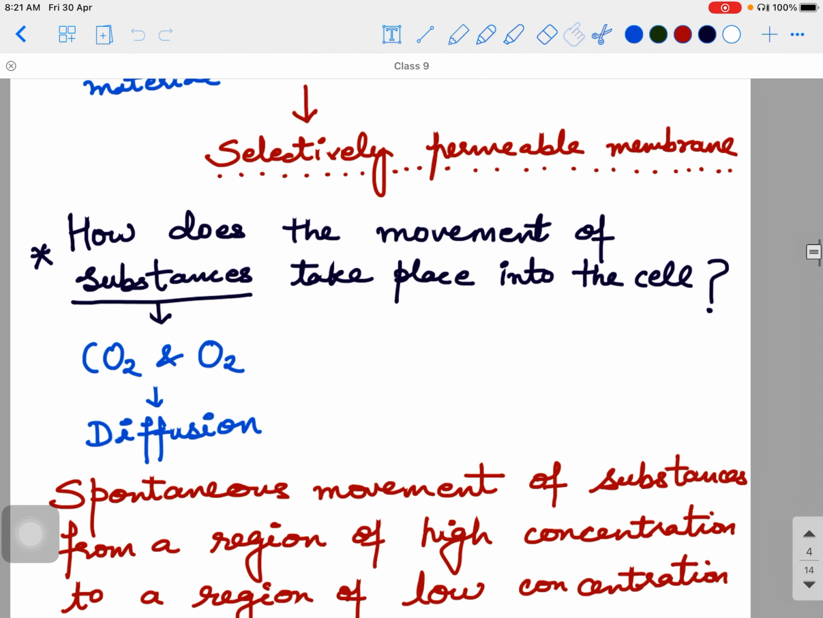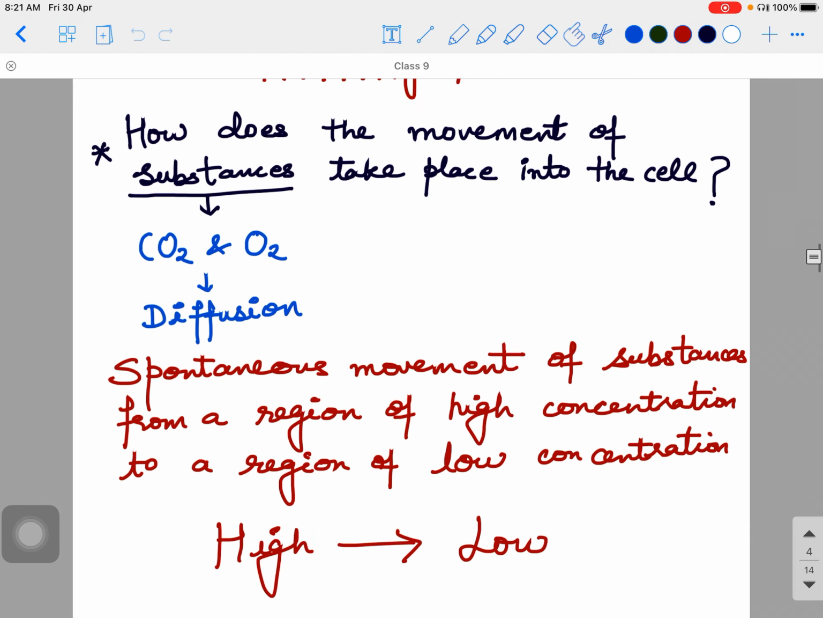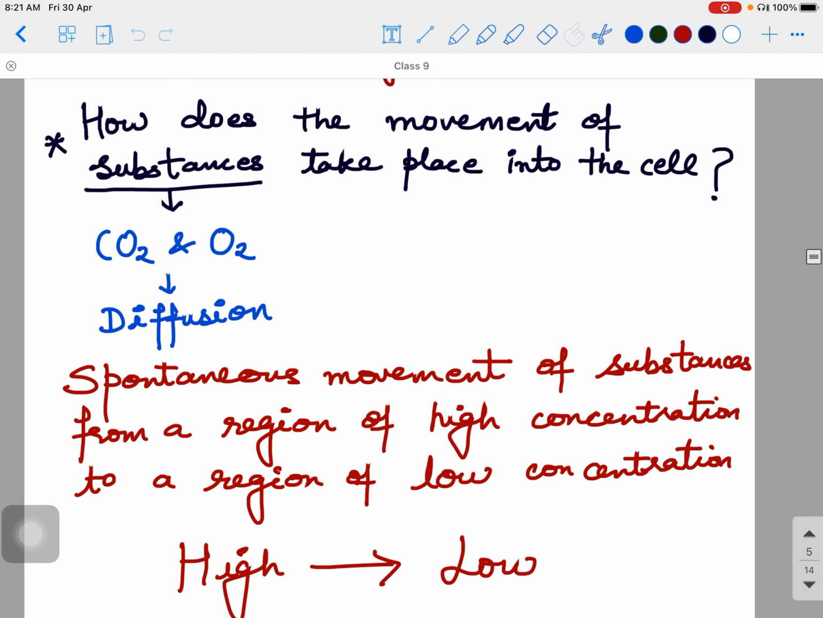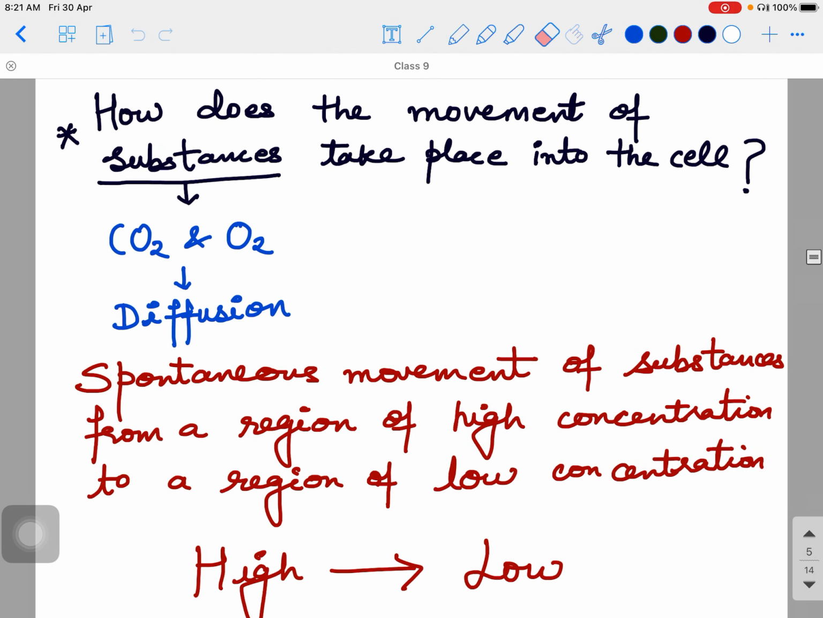Now, few other topics related to plasma membrane are the movement of substances. Just now we were talking about how plasma membrane can permit or prevent the entry or exit of substances in and out of the cell. So here they have taken example of carbon dioxide and oxygen. How do carbon dioxide and oxygen move inside the cell or move out of the cell? What is the mechanism? What is the process by which they show such movement? This process is called diffusion.